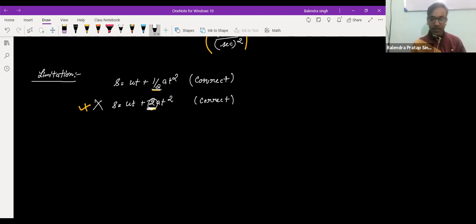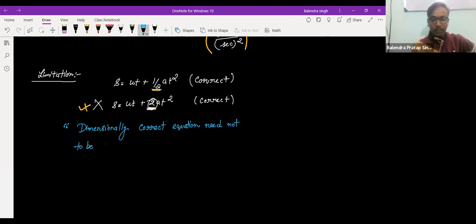So you can write a statement: a dimensionally correct equation need not be correct, but a dimensionally incorrect equation must be wrong.